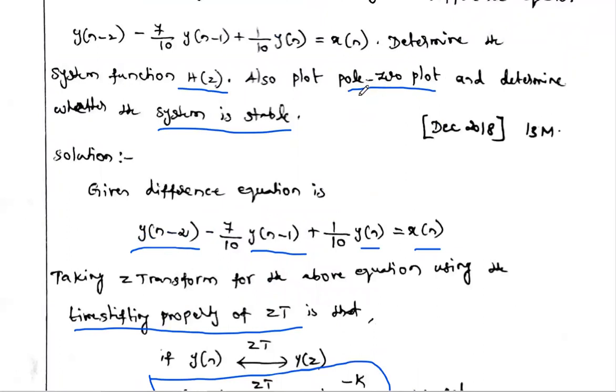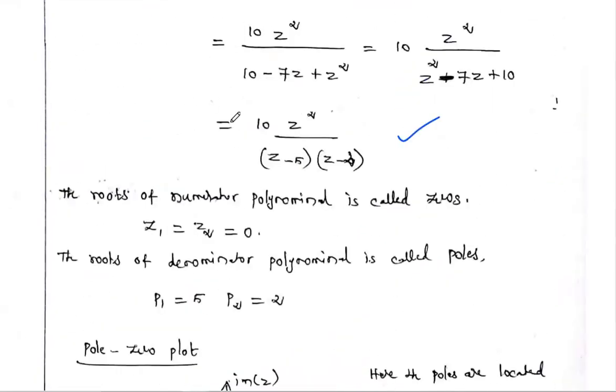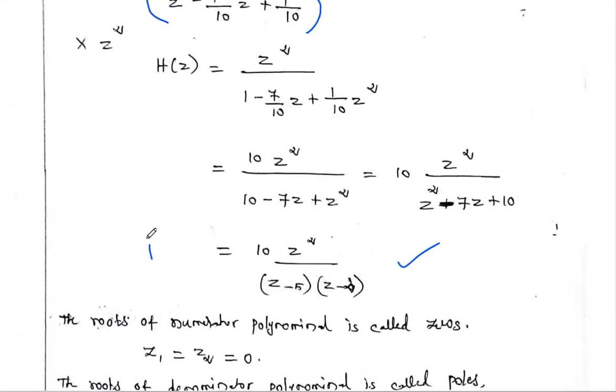Okay, pole zero diagram. What is meant by poles, what is meant by zeros? Already these poles and zeros we have discussed in the third unit itself. The poles mean, in the H(z), the system equation, the roots of the numerator polynomial we call zeros, and the roots of the denominator polynomial we call poles.